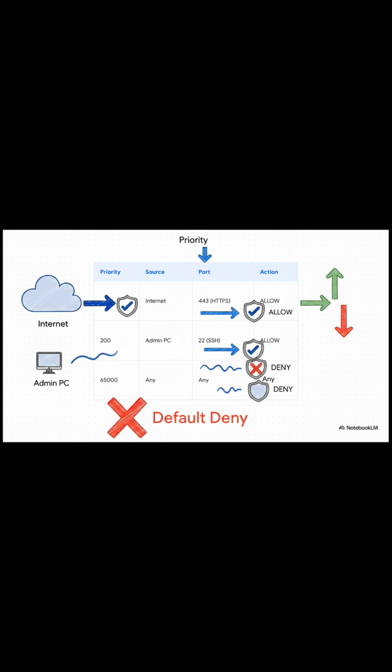And this table is a perfect illustration of how it works. See, rules are processed by priority, from the lowest number to the highest. Rule 100 says, hey, if traffic is coming from the internet and wants to use port 443, that's just normal web traffic, let it in, allow. Rule 200 allows a specific admin PC to connect for management. And then, at the very end, there's this really important catch-all rule that says, if nothing else matched, deny the traffic. It's a default deny posture, which is a core security principle.